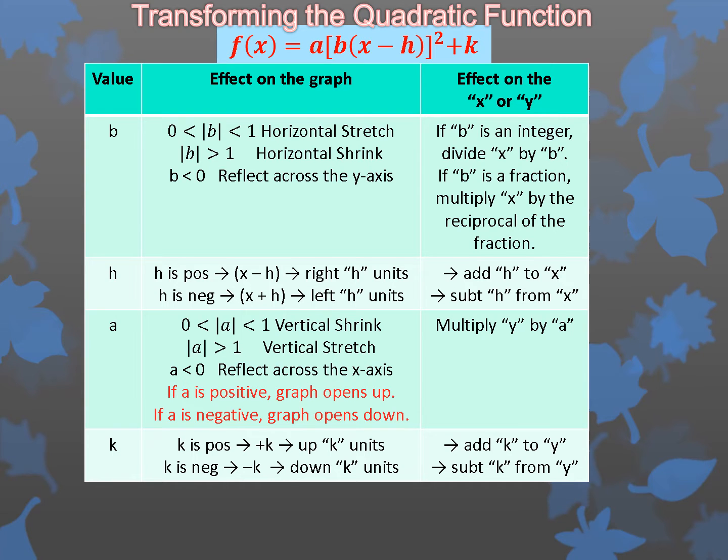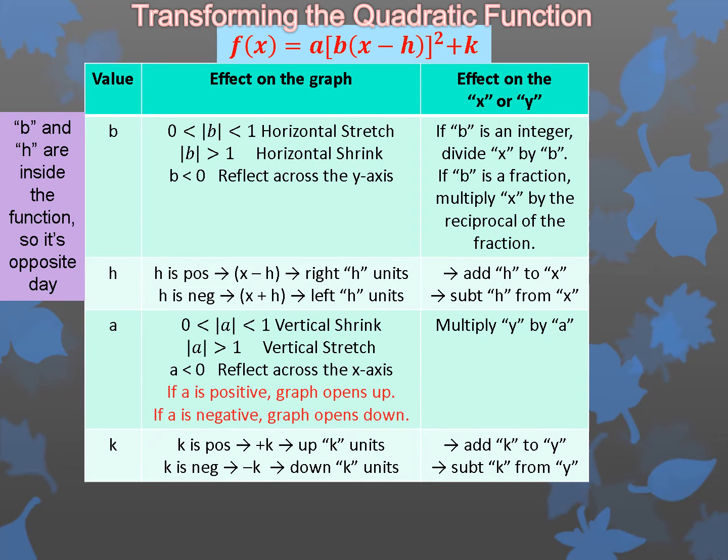Okay, so you'll notice that b and h, they're still inside the function. But now what that means is they're inside of the part that's being squared. So you'll notice that that bracket is being squared and b and h are inside of that. It's still opposite day. They're still going to affect the x's. You'll notice that a and k are still on the outside of the function. You still do that at face value. You do what it says, and it affects the y's. Okay, so that hasn't changed.